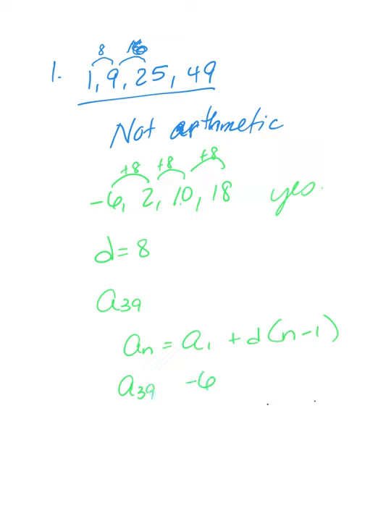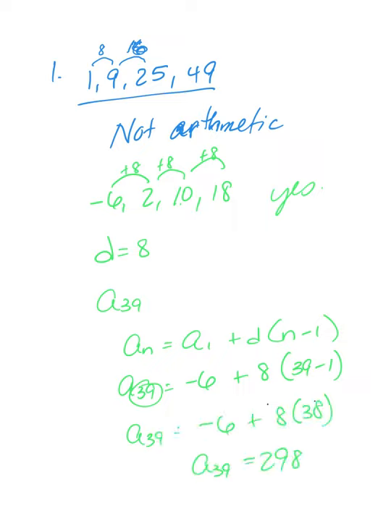A1 is -6. D is 8. And N, if they want us to find A39, N is 39. Okay? So A39, which is what they want us to find, is -6 plus 8 times 38. Put that in your calculator and tell me what you get.